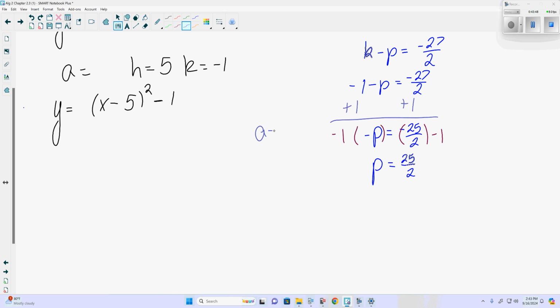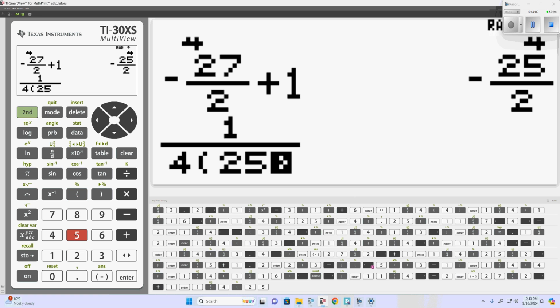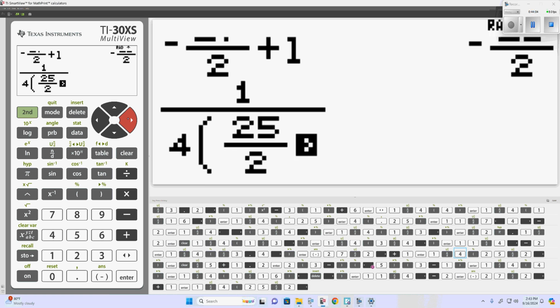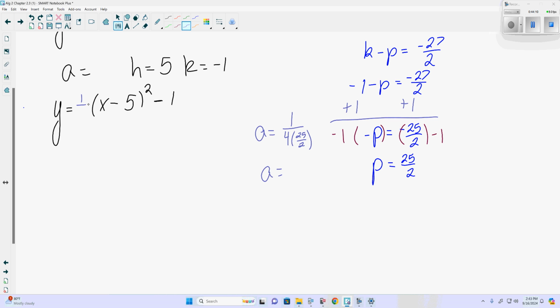And lastly, to find A, we do 1 over 4 times P. 1 over 4 times 25 halves is 25 over 50. And that's where we're going to stop.